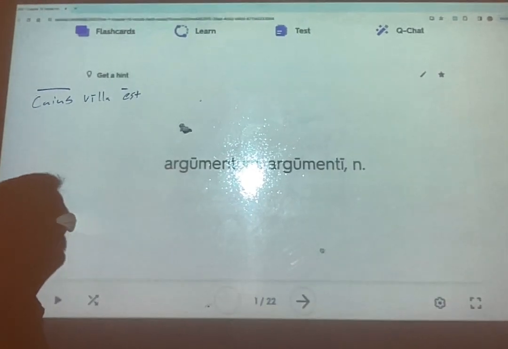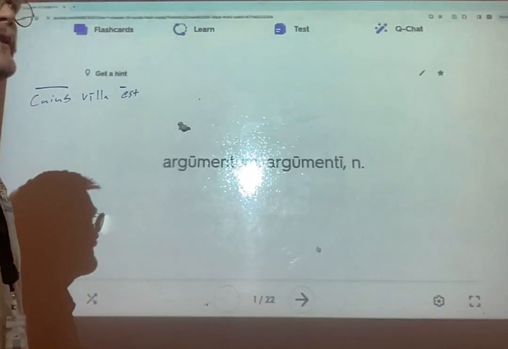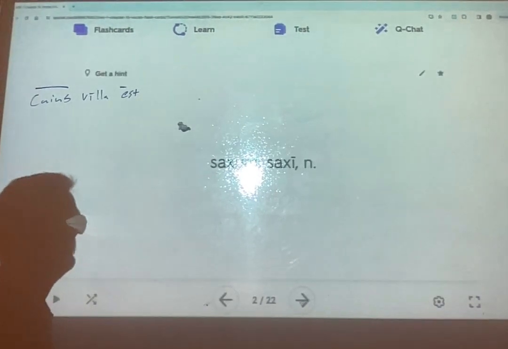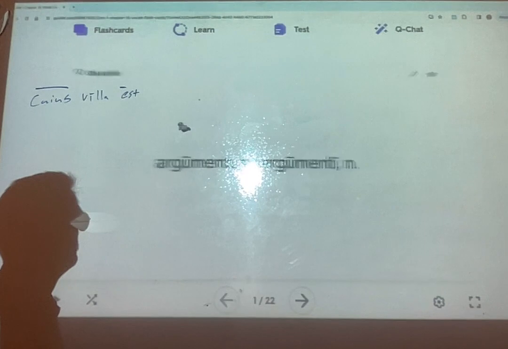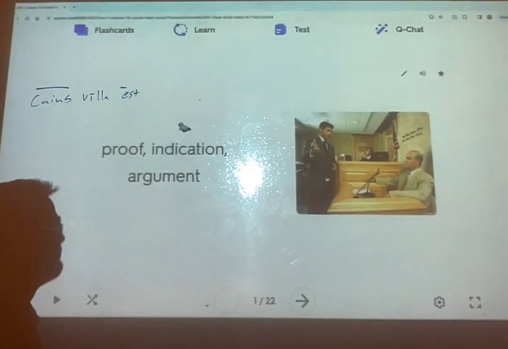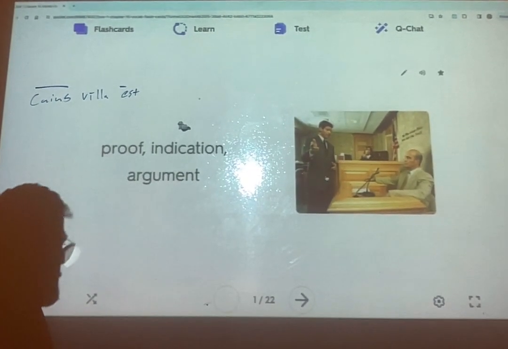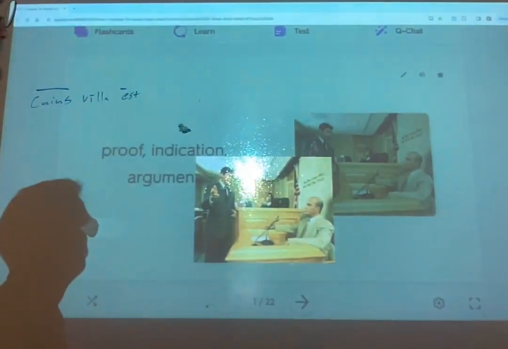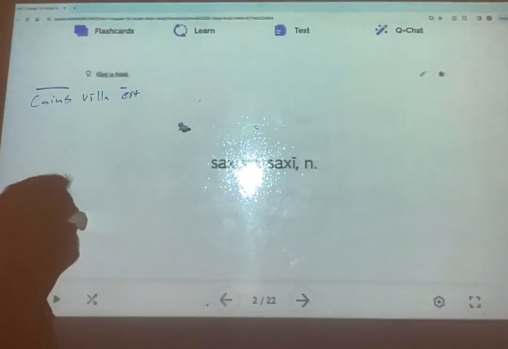So this is the first noun. Argumentum, argumenti. It's neuter. What do you think it means? Argument. Yeah, 1000%. Let me show you the pictures just because I think they are helpful. Just proof, indication, argument, evidence. It's your argument. It's the thing of your argument. All right, good.